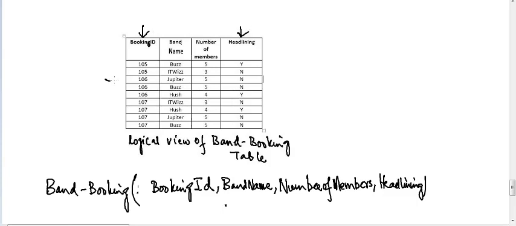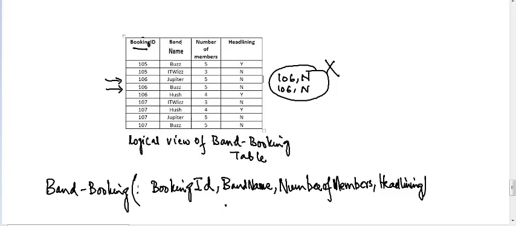If we take a look at this record, we see that 106 is the value of the booking ID and the value of headlining is N. If we take a look at this record, once again we get 106 and N. Clearly this combination is not unique because we found the same value in multiple records. So the combination of booking ID and headlining is not unique. Therefore we cannot use this combination as a primary key.